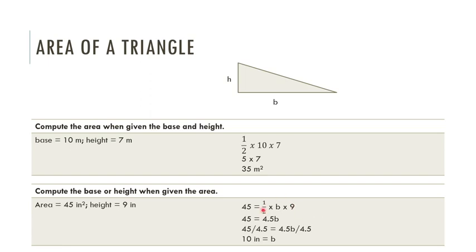Now you can multiply here 1/2 times 9. This is applying the commutative property, meaning order doesn't matter when you're multiplying. And we're going to get 4.5 times base. And then, of course, we'll divide both sides by 4.5.